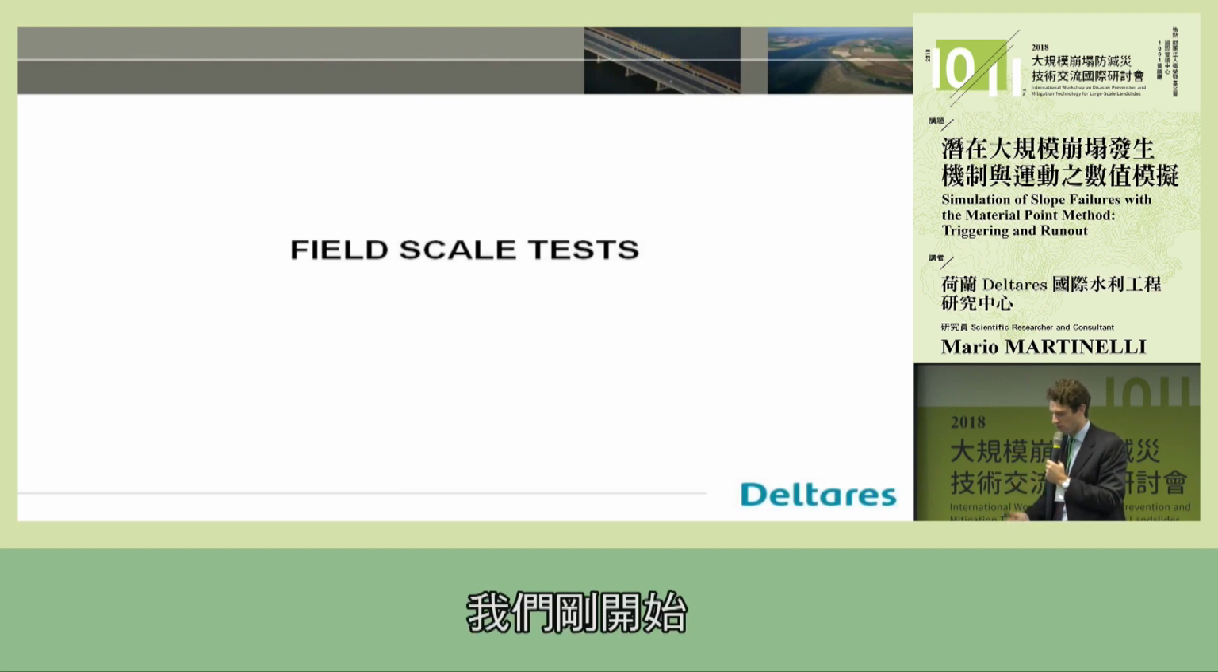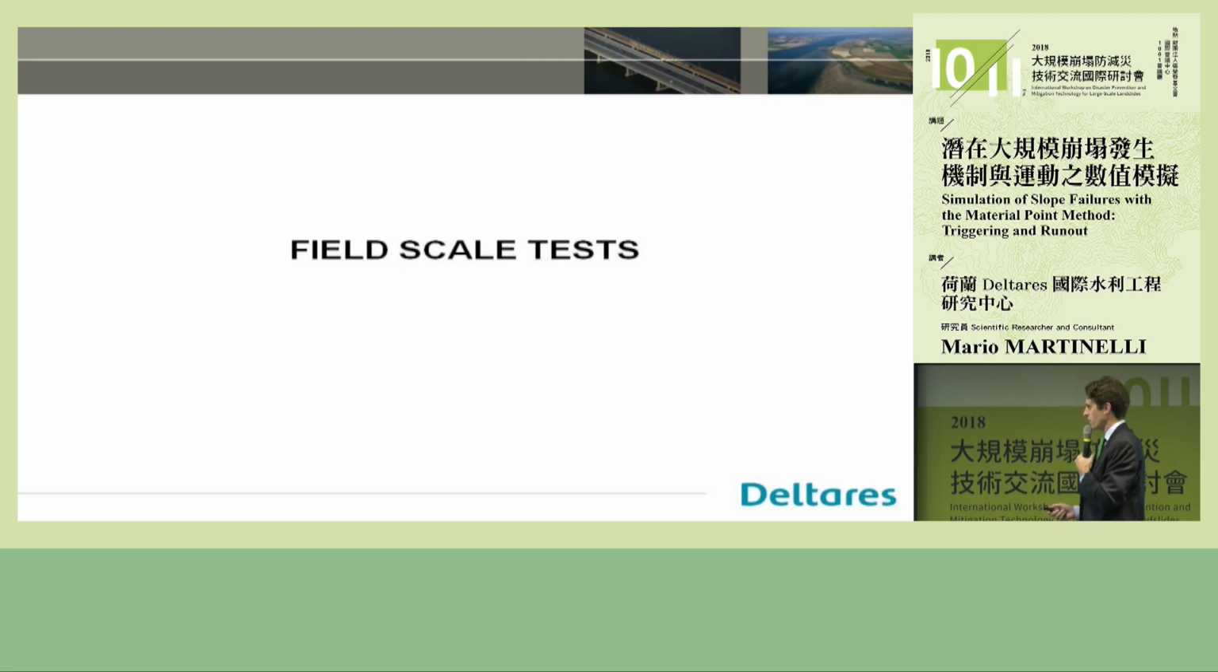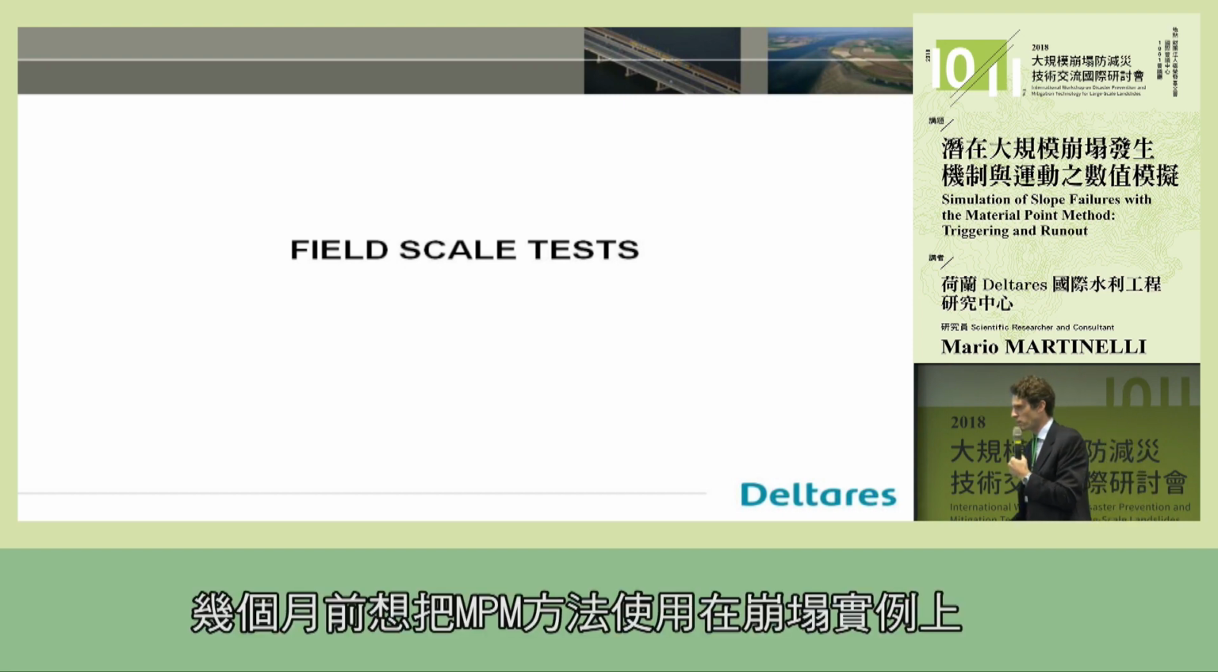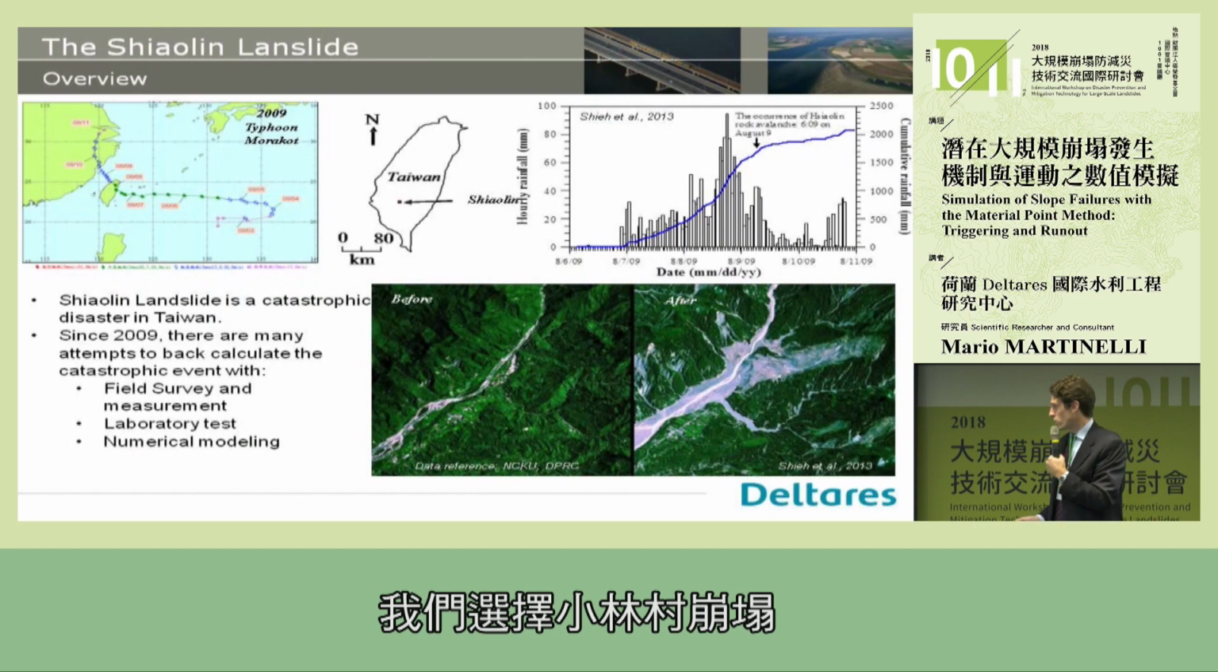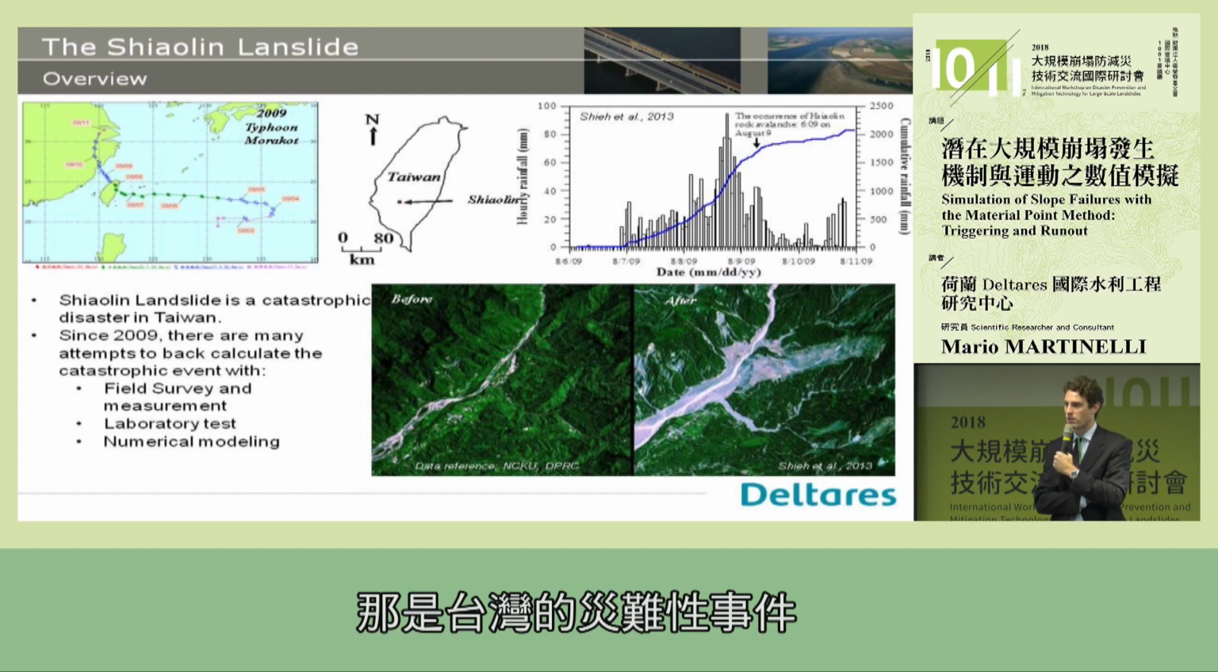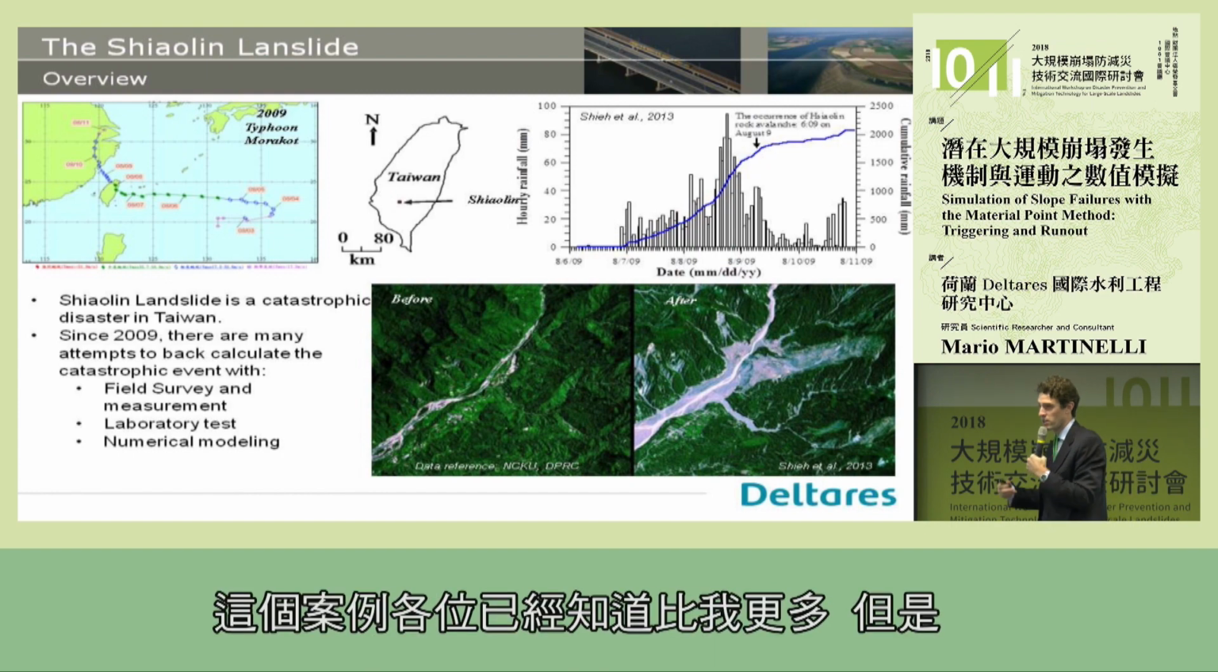We just started, let's say, a couple of months ago, just looking at using MPM on a real case on the landslide, and we chose the Shaolin landslide, which is a very catastrophic event in Taiwan. I'm not an expert on this. There are many of you that already know much more than I possibly know on this case.